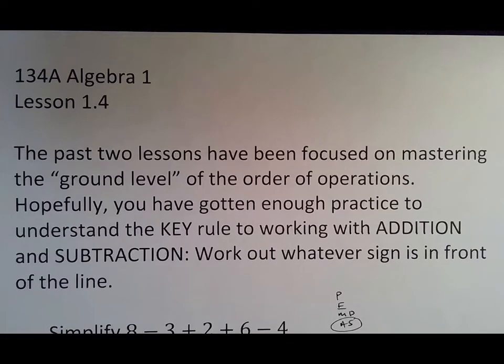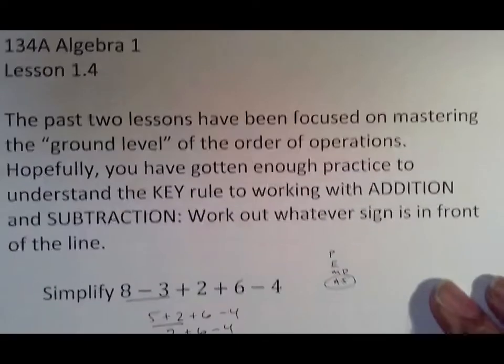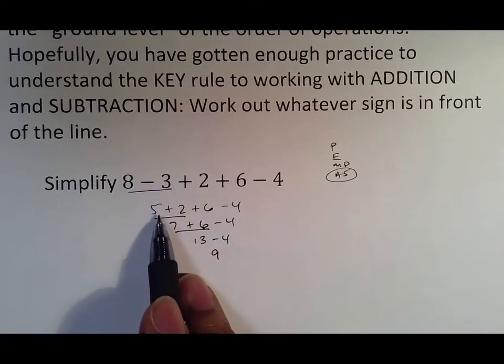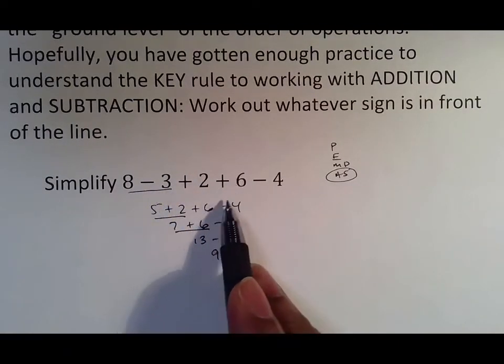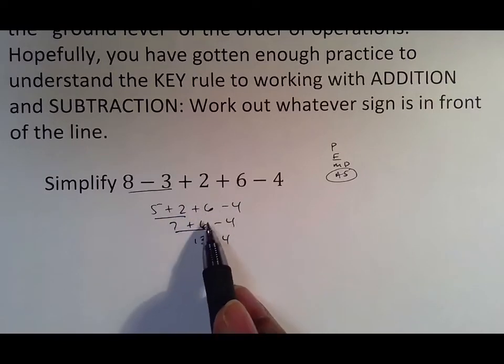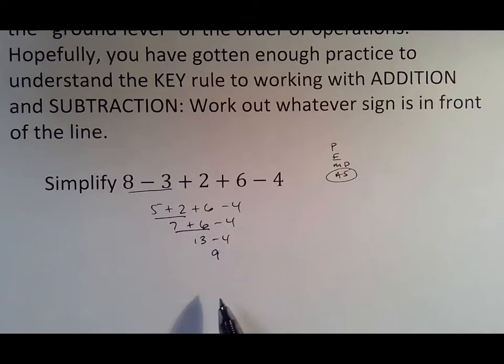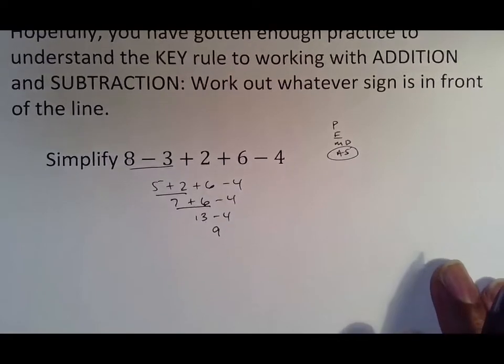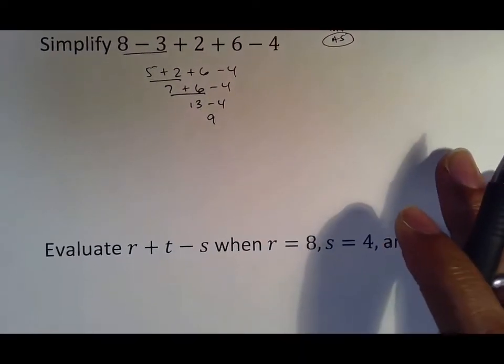You simplify, then rewrite. You simplify, then rewrite, and then you simplify. Sorry, you couldn't see that. But again, you do your 8 minus 3, which is 5. You copy plus 2 plus 6 minus 4. You do your 5 plus 2, which is 7. Copy plus 6 minus 4. 7 plus 6 being 13. Copy down your minus 4. But again, the general idea there is just making sure you practiced that last week so you're ready to go.